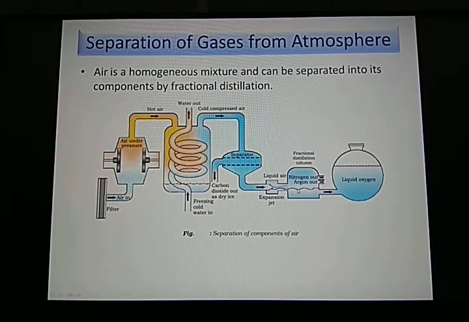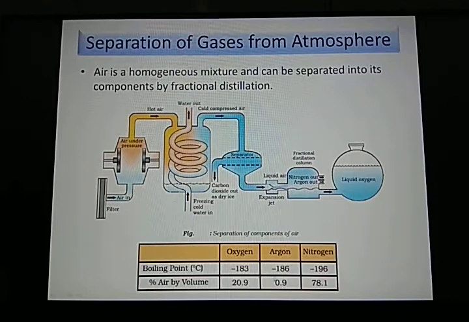Now if you can see, here is a table given. The boiling point of oxygen is minus 183 degrees Celsius, argon is minus 186, nitrogen is minus 196. So as you can see here, the boiling point of oxygen is larger than the boiling point of argon and nitrogen. Nitrogen has the lowest boiling point compared to oxygen and argon.